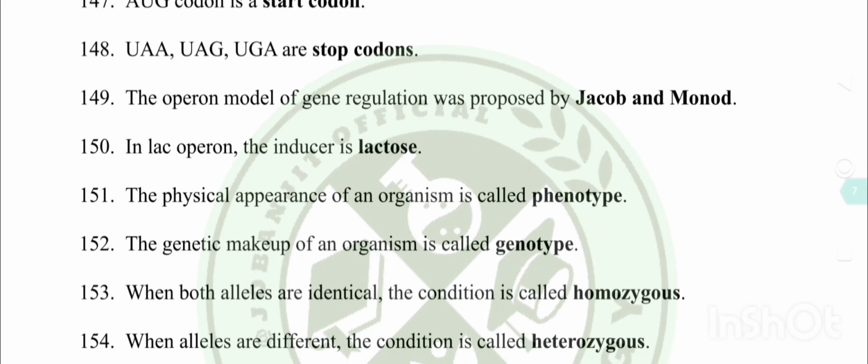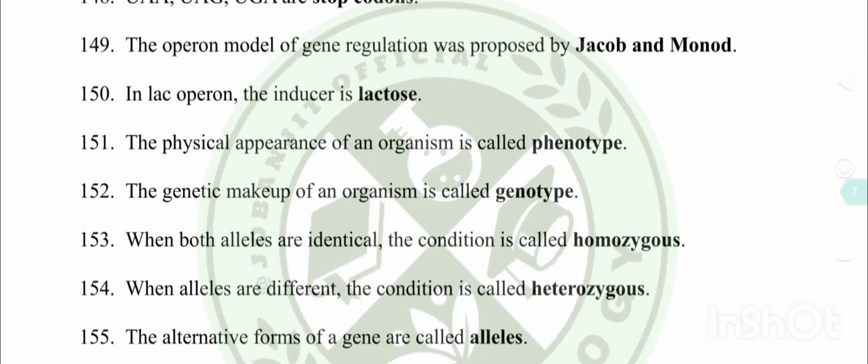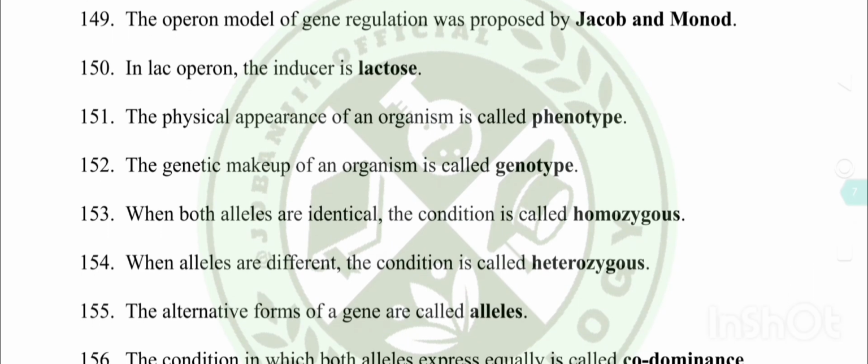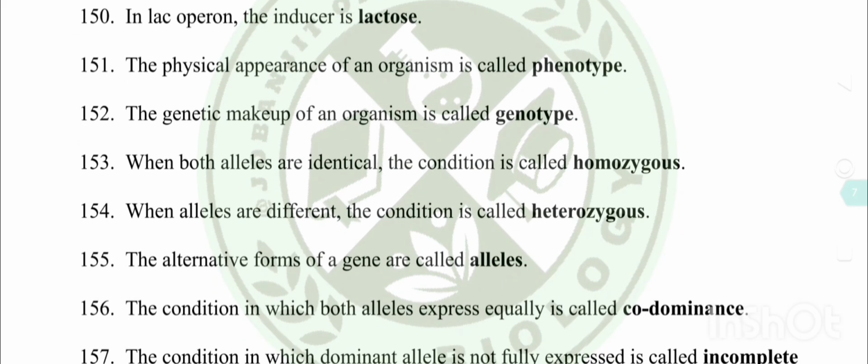151. The physical appearance of an organism is called phenotype. 152. The genetic makeup of an organism is called genotype. 153. When both alleles are identical, the condition is called homozygous.